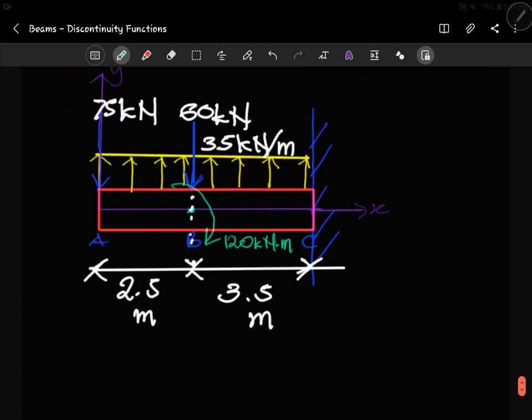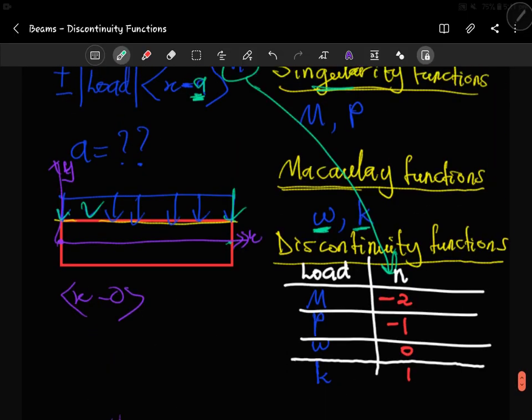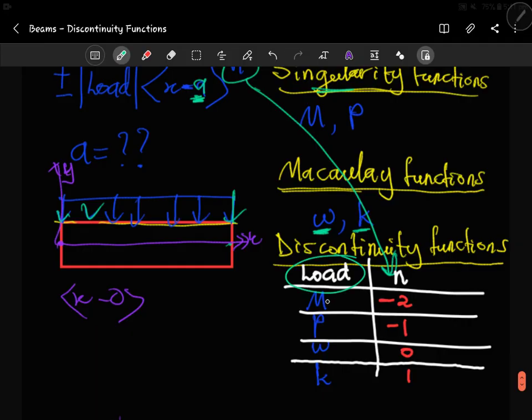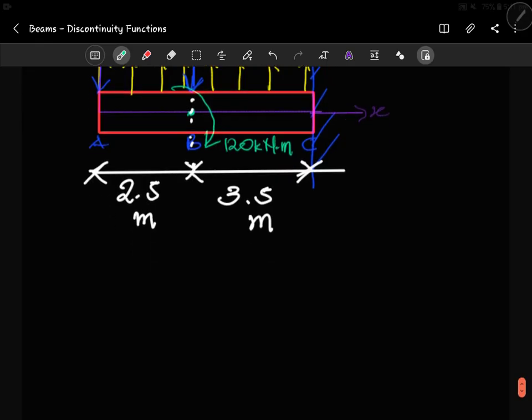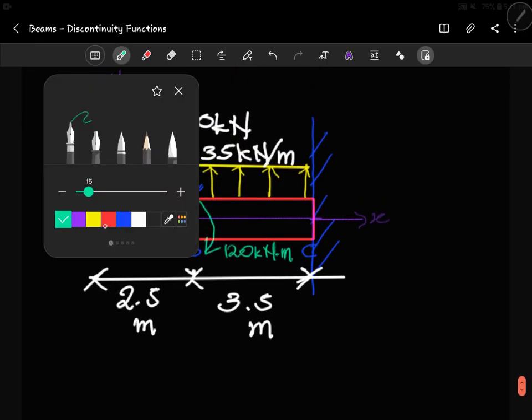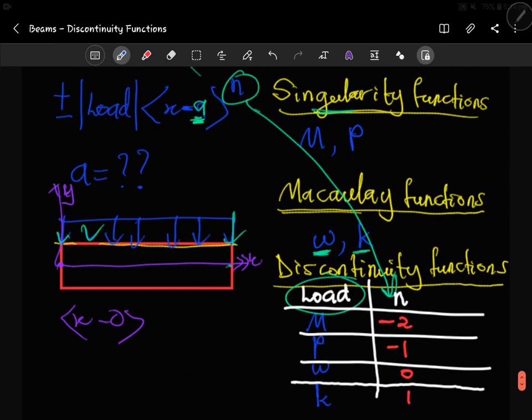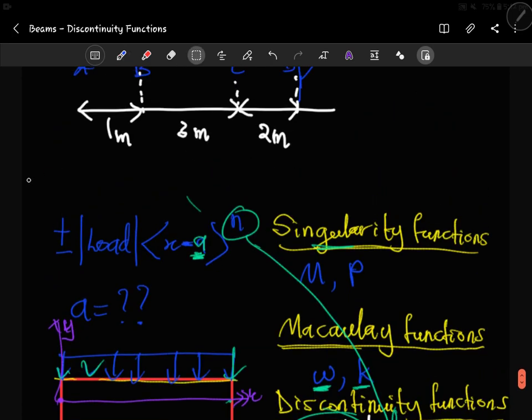Let's look at how to write the discontinuity function for this particular example. For discontinuity, we are basically expressing everything as loads. That's why we wrote load here. We are saying the load is a function of x, so when we're writing it, we go this way, w and then x. This is the basic form.